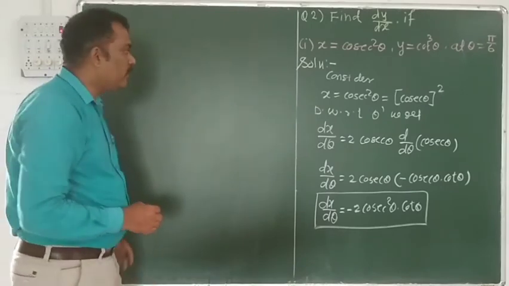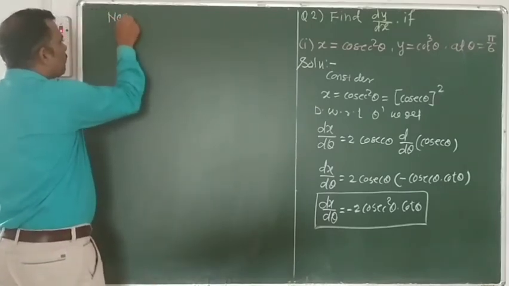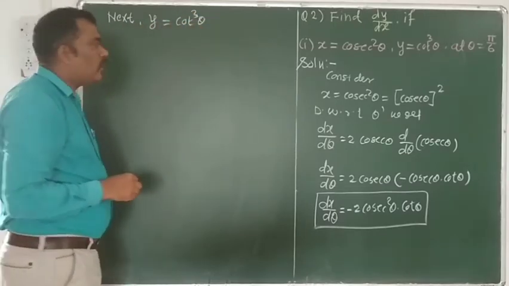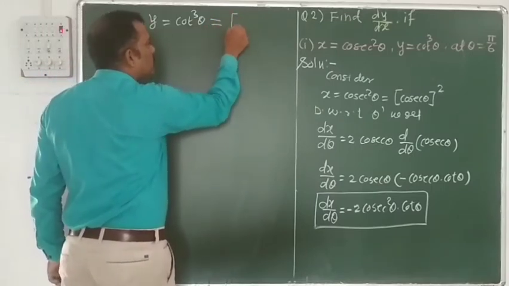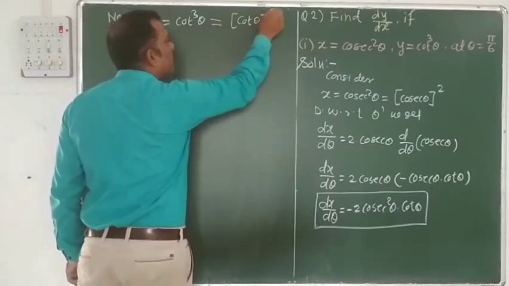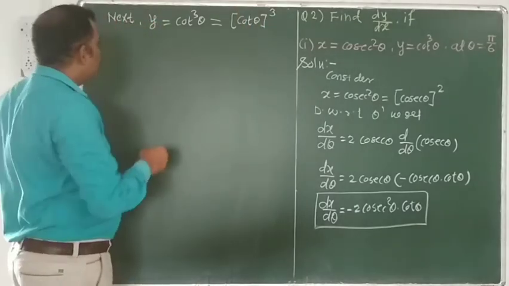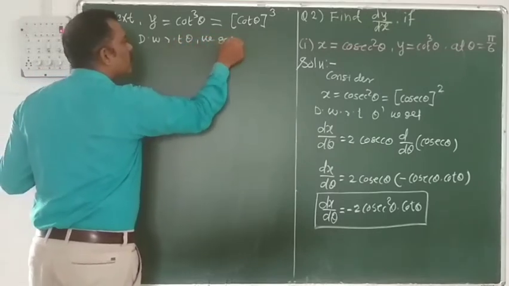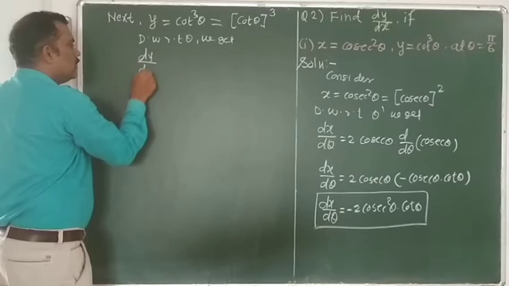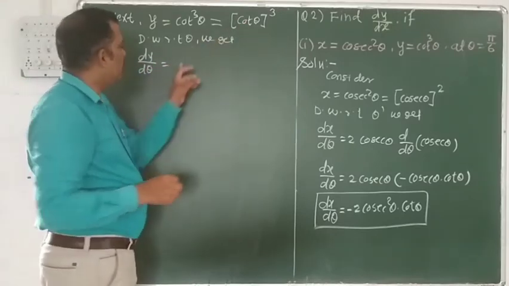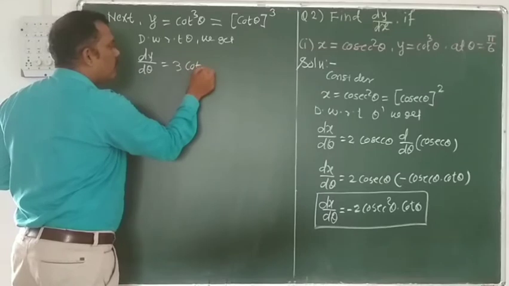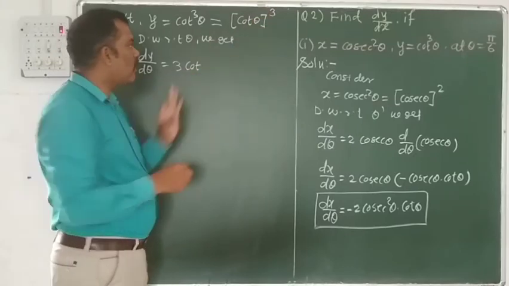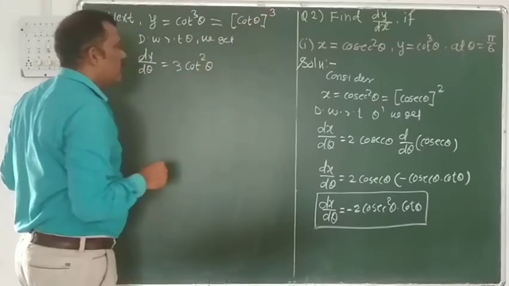Now we have to find the value of dy by d theta. Next, y is equal to cot cube theta. Y is equal to cot cube theta can also be written as cot of theta bracket cube. Now we have to differentiate with respect to theta. We get dy by d theta is equal to, we have to take the power as it is, 3 into cot of theta raised to 3 minus 1, that is 2, that is cot square theta. 3 times cot square theta.